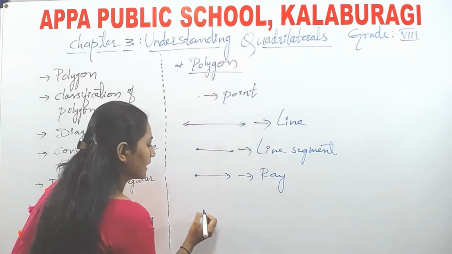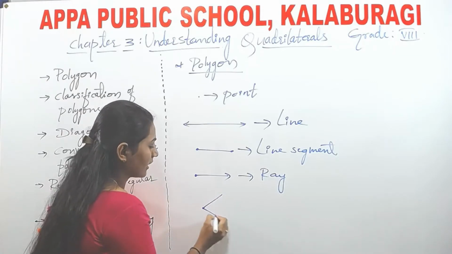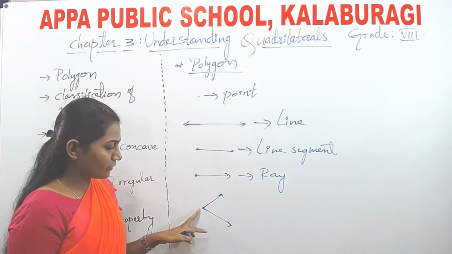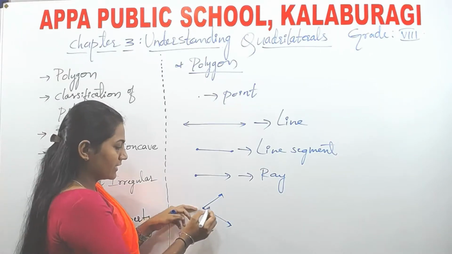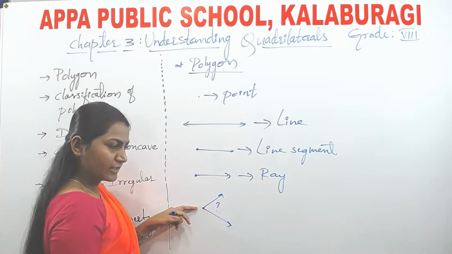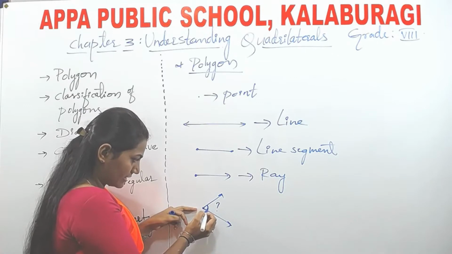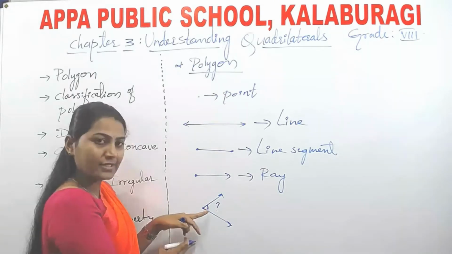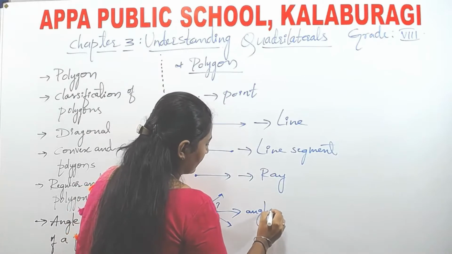So what I do is, I'll just take a point, and two rays are emerging from this particular point. So what can you see here? There is some space here. There forms a space. I'll just mark it like this. You call it an angle. So this is an angle.